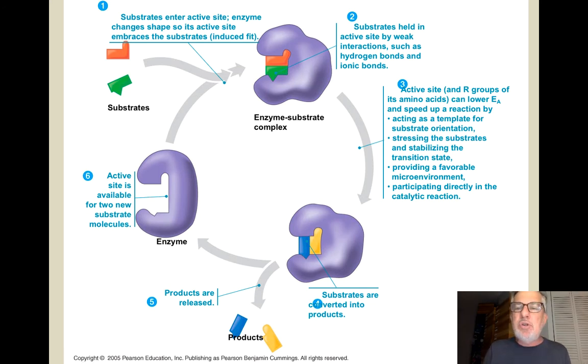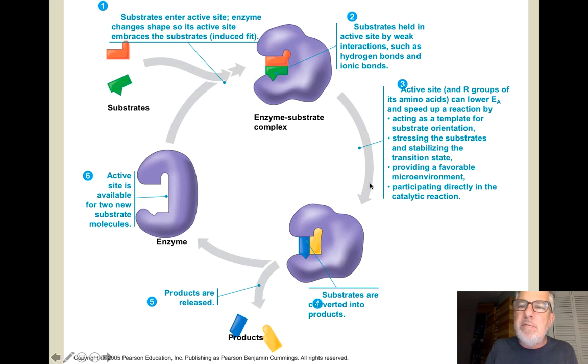How do the enzymes actually do it? Well, they have a lot of methods, and each enzyme is different. But they can orient the substrate in just the right way, so it makes it much more likely that the reaction will happen. They can stress the substrates and therefore make it more likely that the bonds will break and new bonds will form. They can provide a favorable microenvironment in which the chemical reaction will take place. And they can actually participate directly by binding with the substrate and therefore weakening bonds in the substrate and allowing the substrate to form new bonds.